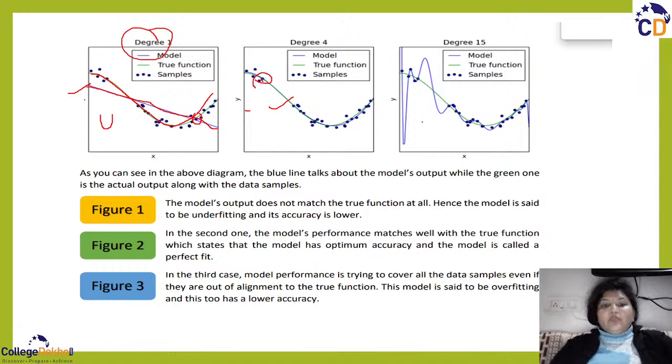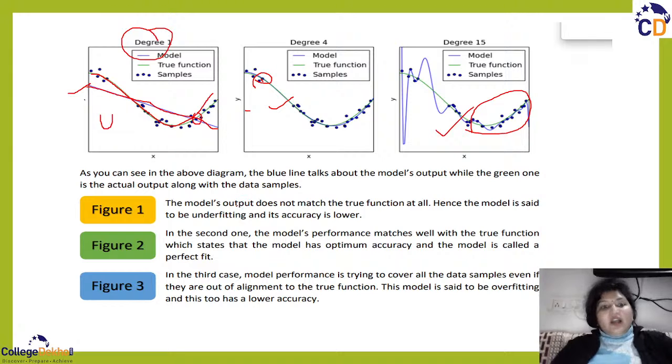And the last case, the third case, is where the model is trying to cover all the data samples even if they are out of alignment with the true function. You have the model function and it is covering most of the points, right? But you have trained the model with your training data set only, so it is overfitting your data. So again, if it is tested with some other data set, it is going to give you less accuracy. So these are the three things which are basically used for evaluating your model.